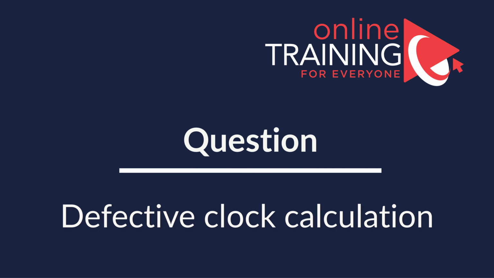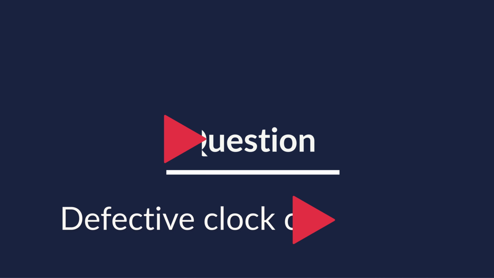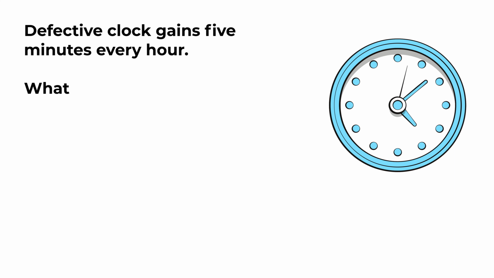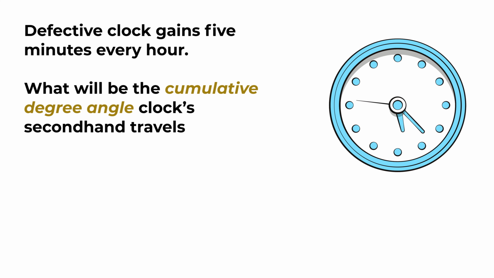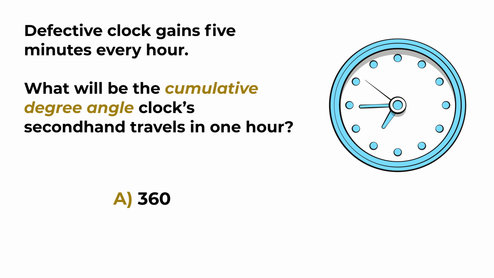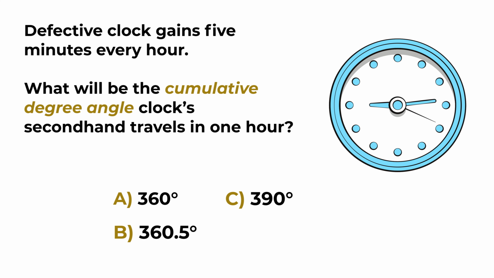Here's an interesting question, which may not be as easy as it looks. A defective clock gains 5 minutes every hour. What will be the cumulative degree angle the clock's second hand travels in 1 hour? You're presented with 4 different choices. Choice A, 360 degrees. Choice B, 360.5 degrees. Choice C, 390 degrees. And choice D, 380 degrees.